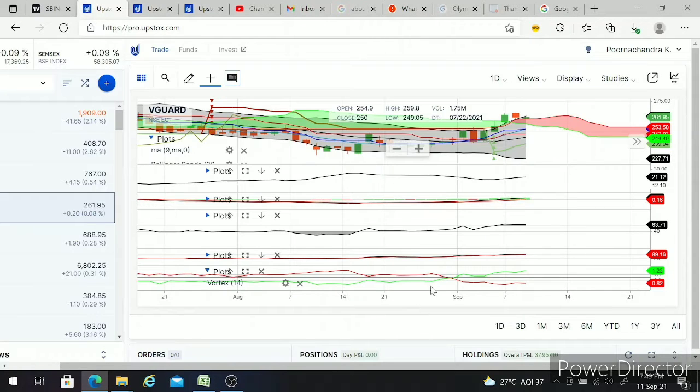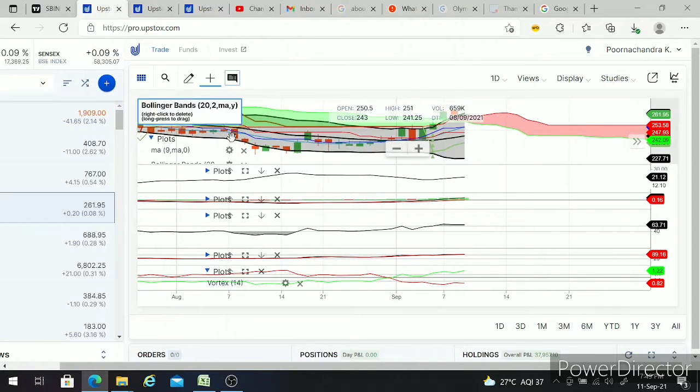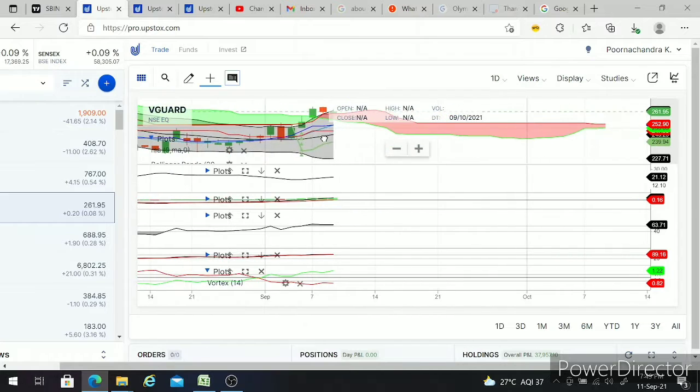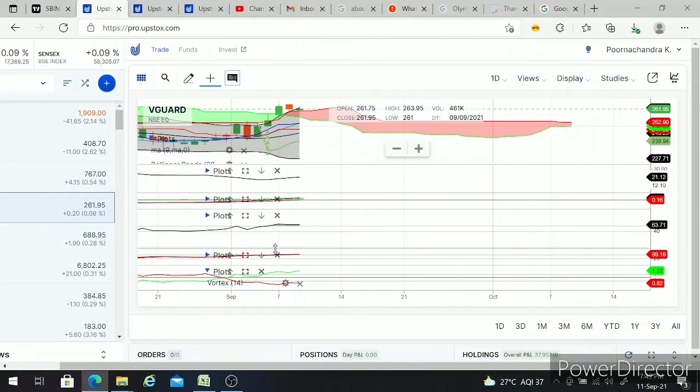Yes, so the first one is V-Guard. Now we'll count how many buy signals we are getting, based upon which I have given the buy call. Let me just drag this side. If you can see the Vortex, the green color line is above the red color line, we are getting one buy signal. The RSI should be above 60, it is 63.7, so one more buy signal. The MACD, the black color line should be above the red color line, it's there, so one more buy signal. The ADX is showing an upward direction trend, so one more buy signal.